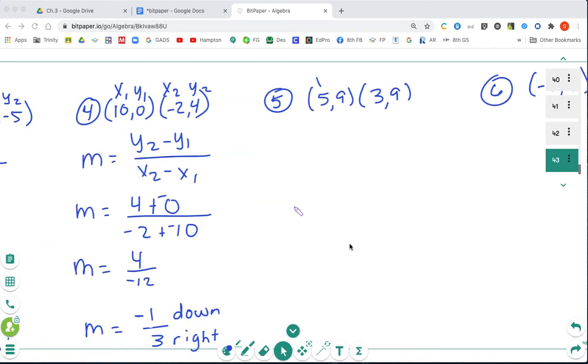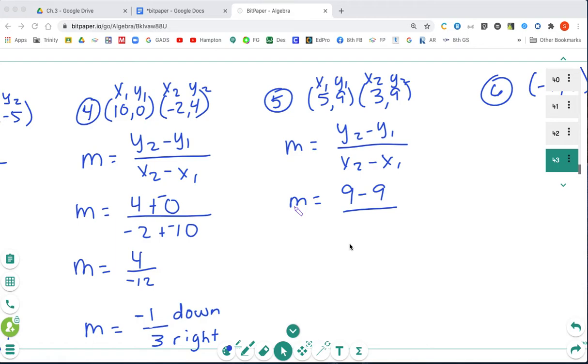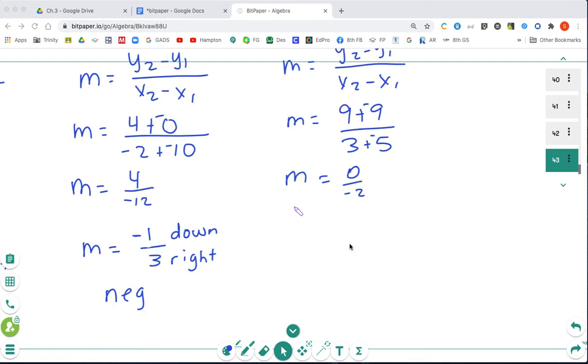All right, next one. Label our ordered pairs, x1, y1, x2, y2. M equals y2 minus y1 over x2 minus x1. M equals 9 minus 9 over 3 minus 5. Keep, change, change, keep, change, change. M equals 0 over negative 2.